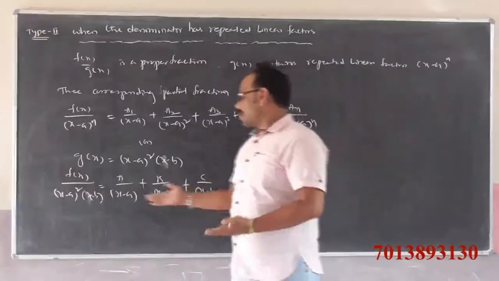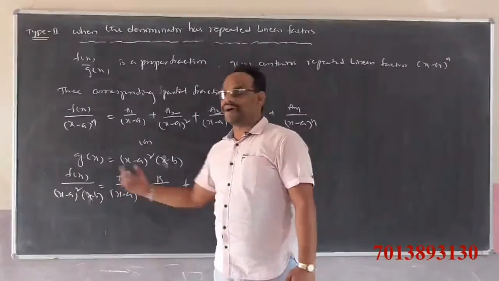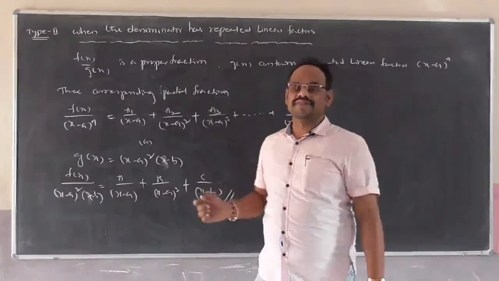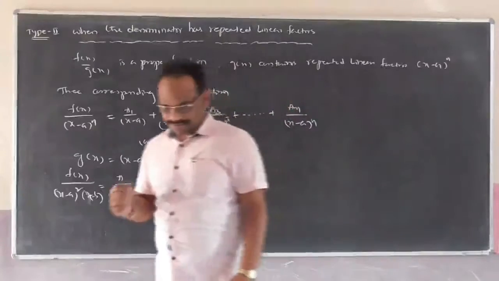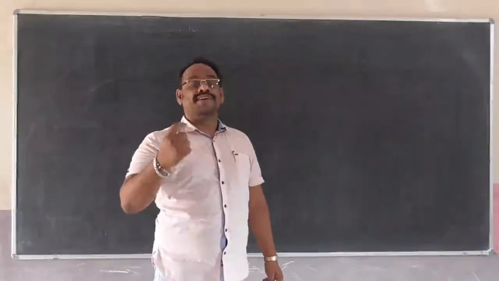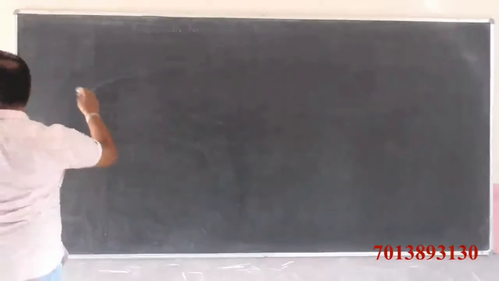So here we are doing LCM and comparing LHS and RHS, we get the values of A, B, C. Let us discuss one example here, when the denominator contains repeated linear factors.